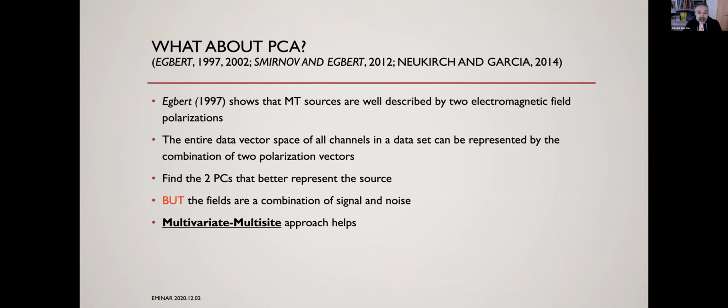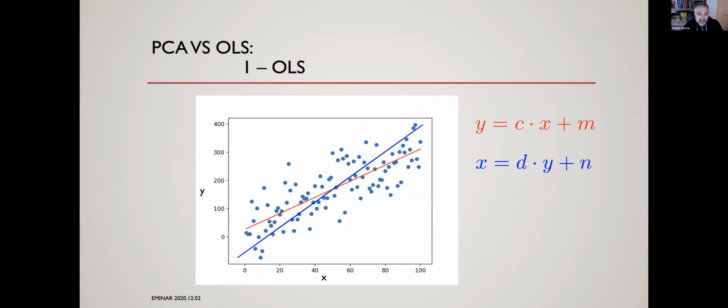For this, Gary Egbert originally suggested using a multivariate, multi-site approach, which has also been used by Maxim Smirnov. And Mike Neukirch and myself use what is called robust PCA, and we didn't enter too much into this multivariate approach. I'm going to explain how this PCA works by showing an example.